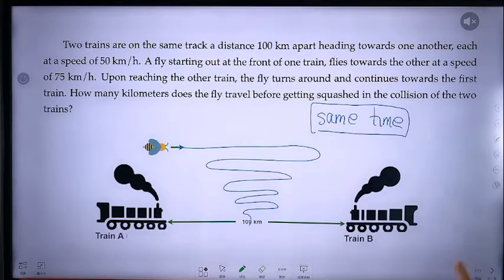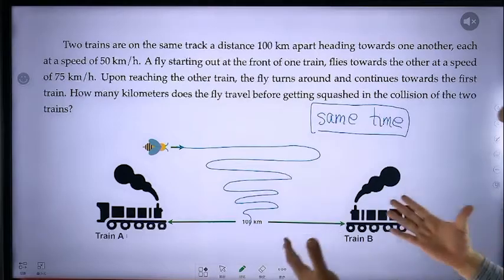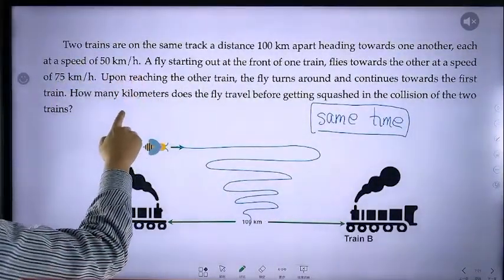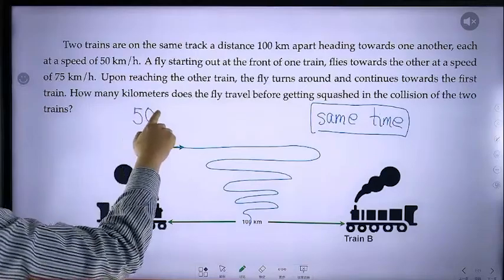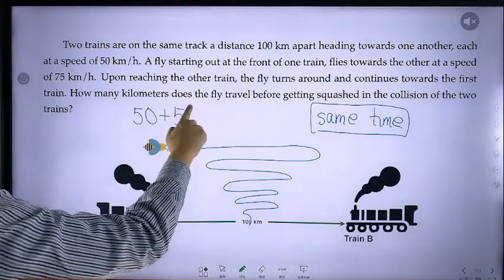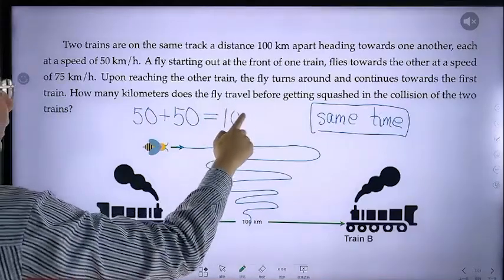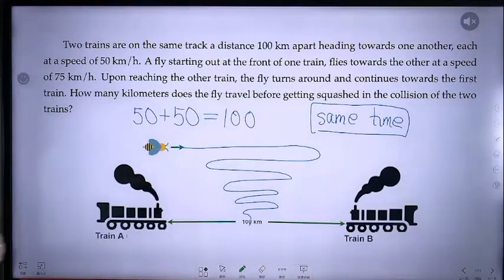All right, then at the same time, what is the time? Every train is doing 50 kilometers per hour. Then in 1 hour, how many kilometers do they travel together? It's 100, right? So they will meet in 1 hour.